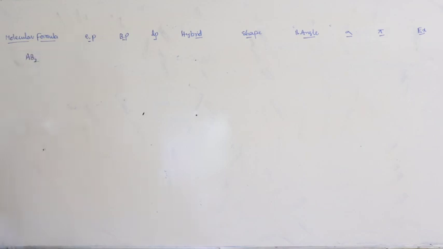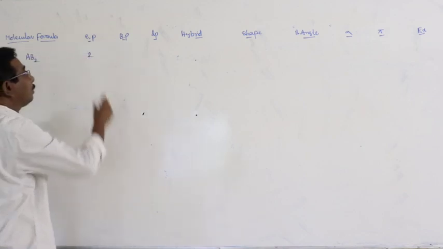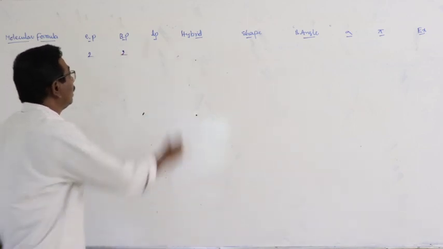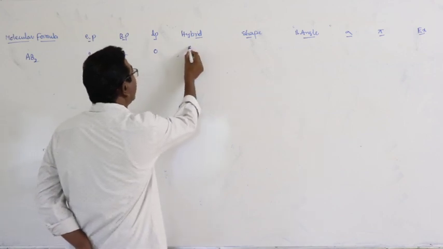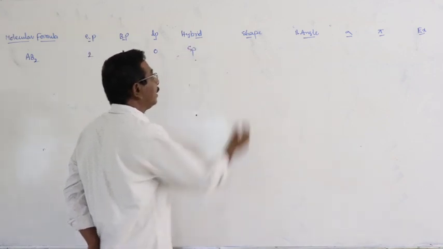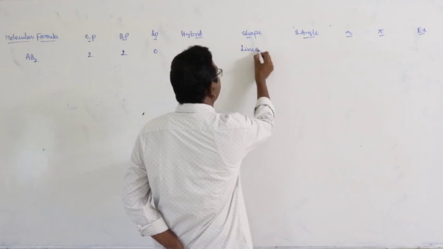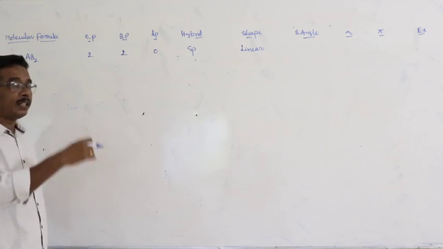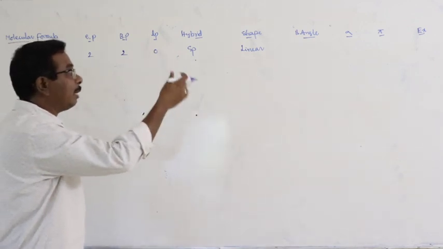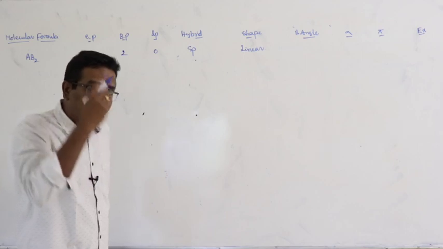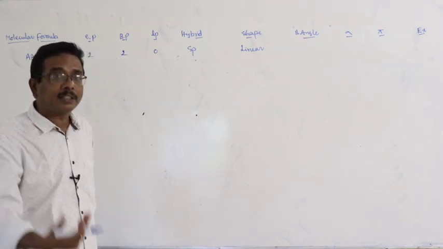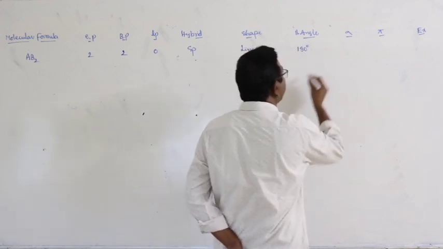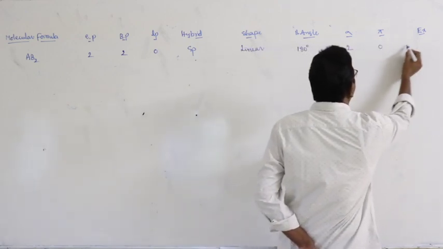Okay. Here, first one, AB2. Number of electron pairs 2. Number of bond pairs 2. Number of lone pairs 0. Type of hybridization sp. Shape of the molecule linear. You have to recall the information related to VSEPR theory and also hybridization, bond angles, bond lengths, sigma bonds, pi bonds and shape. You have to recollect the previous information. Bond angle, linear means 180 degrees. Sigma bonds 2, pi bonds 0.